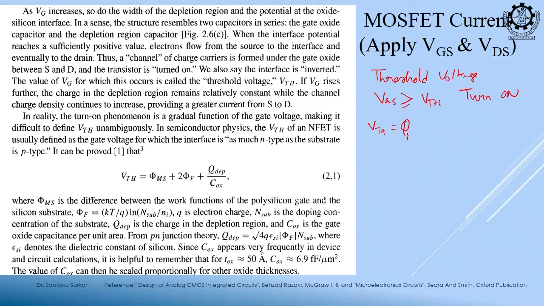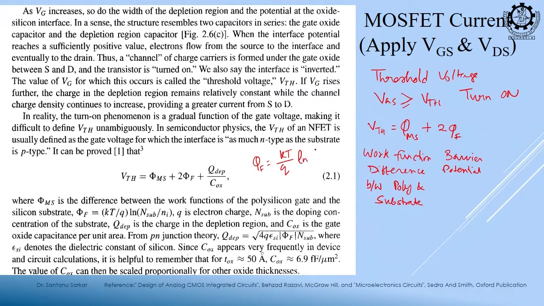There is a work function. This phi ms is the work function difference between the gate poly and the substrate. At least this potential you need to provide, so that the work function difference is overcome. Then you need to overcome the barrier potential. This is our barrier potential value: twice phi f, where phi f is KT by Q ln of the substrate doping concentration divided by the intrinsic concentration.